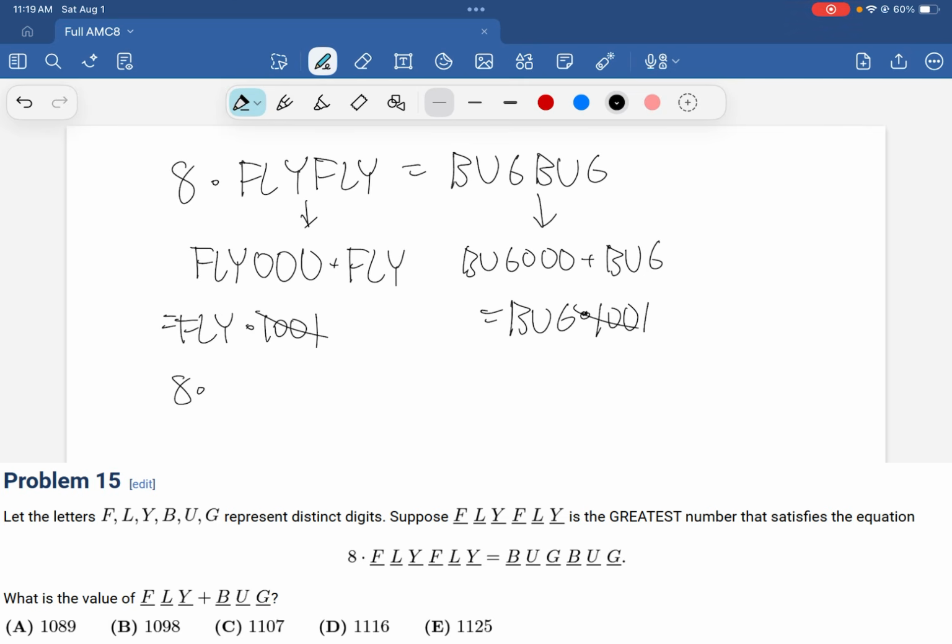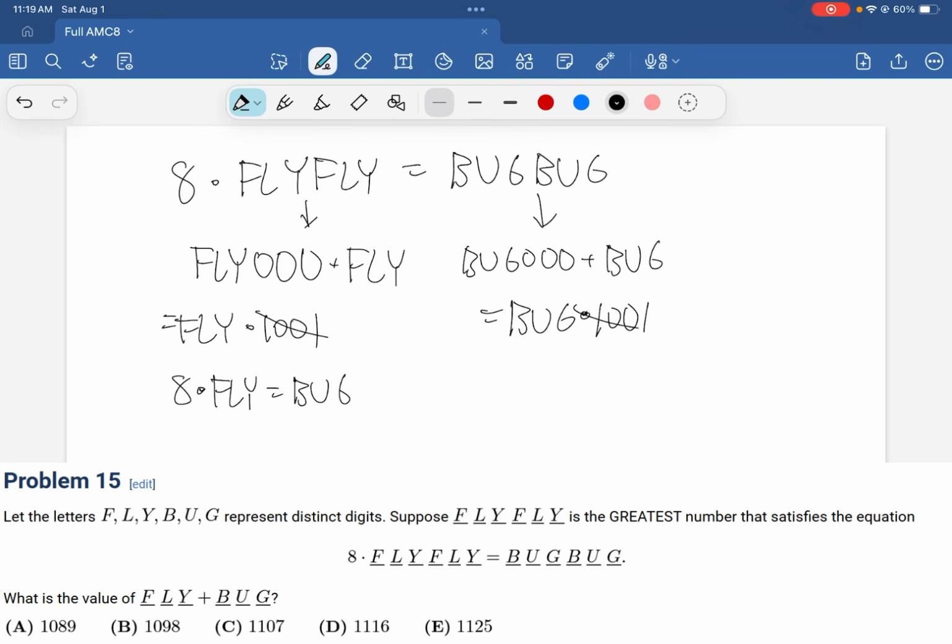8 times FLY equals BUG. So now we have two 3-digit numbers where one of them is 8 times greater than the other. And we're asking for the largest value that satisfies this. So we can count down from 1,000 to find multiples of 8 that work.